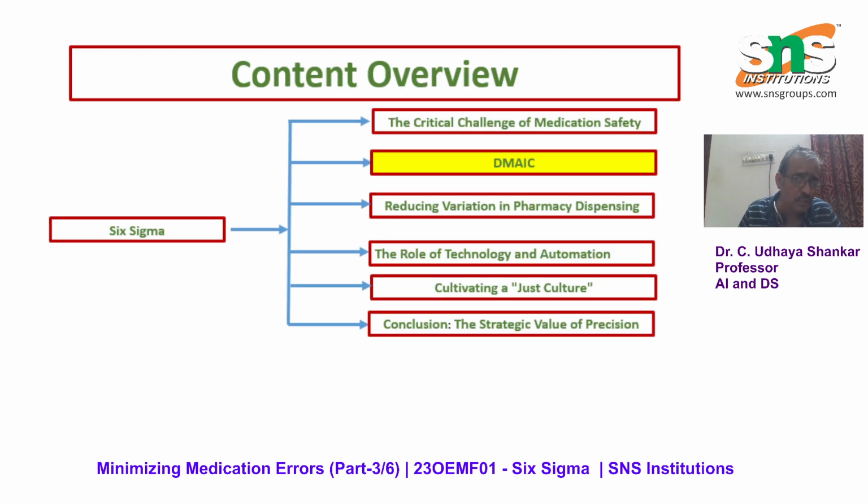This is the content which we are going to discuss in this particular series of sessions. We have discussed the critical challenges, which I have marked in yellow here. Now we are discussing the DMAIC concept. In the forthcoming videos we will be discussing reducing variation in pharmacy dispensing, the role of technology and automation, and cultivating a culture of safety, and finally we will be concluding with the strategic value of precision. This is the flow of the entire series of 6 video sessions. Now in part 3 we are discussing the DMAIC.